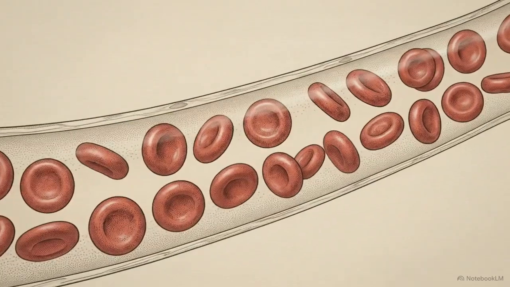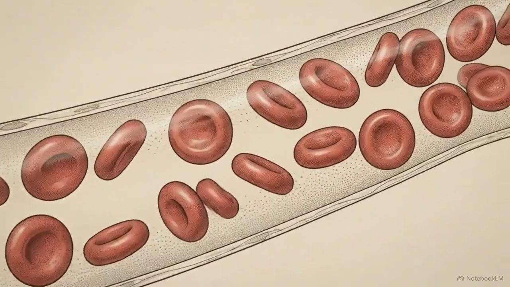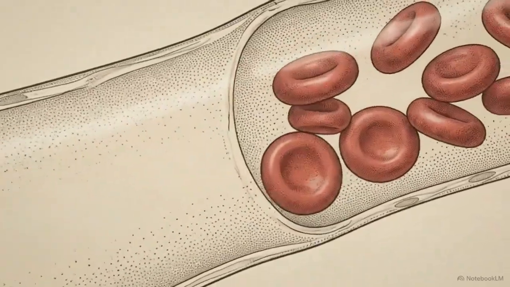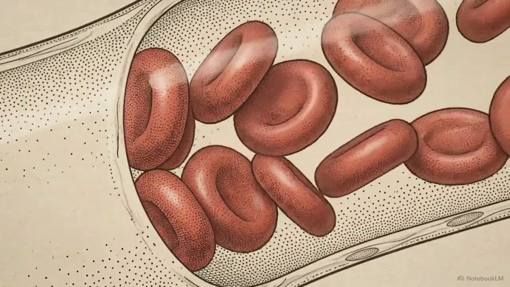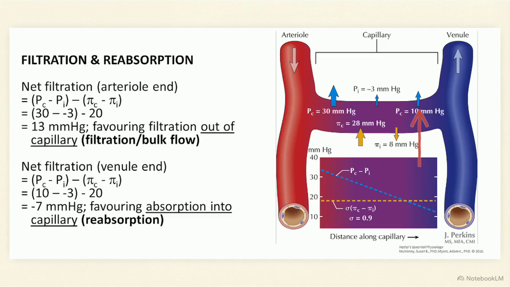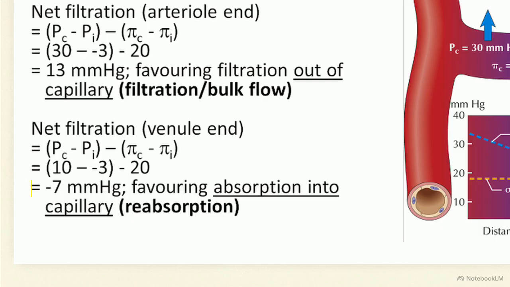But as blood travels further down the microscopic tube, friction and fluid loss cause the internal hydrostatic pressure to plummet. At the venule end, we see a crucial shift. Outward hydrostatic pressure drops to 10. However, the inward oncotic pull remains locked at 28 because large proteins cannot escape. The venule equation yields a net force of -7 millimeters of mercury, flipping the gradient entirely and driving fluid reabsorption.